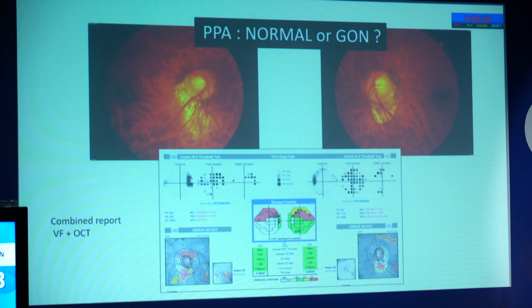If you see the visual field and OCT, you can make out that the OCT also shows thinning and the visual fields show the blind spot. But this is because of the inferior peripapillary atrophy and is definitely not glaucoma.